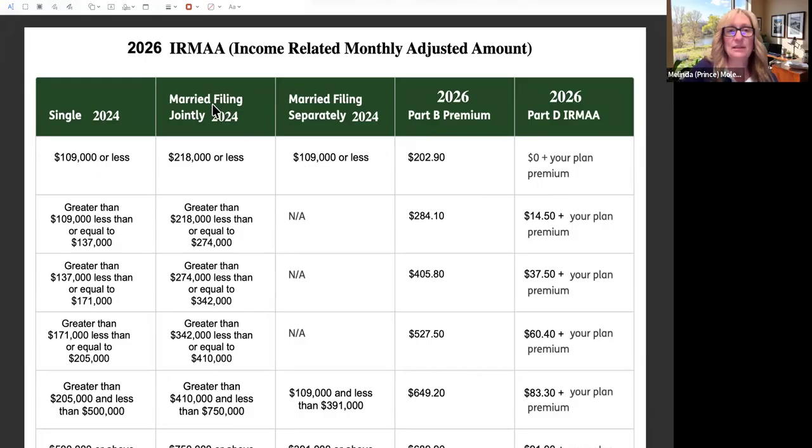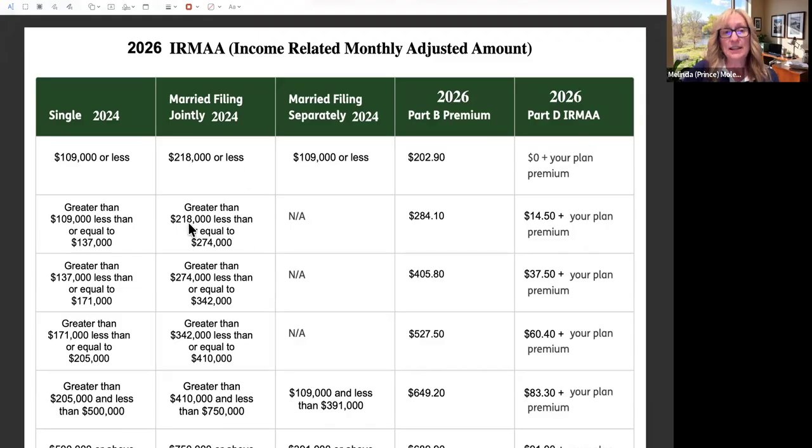So if I focus on married filing jointly, if 2 years ago, in 2024, your modified adjusted gross income was $218,000 married filing a joint tax return or less, you pay the standard Part B premium. Each spouse in a married situation like that pays a separate Part B premium. So they're looking at the joint income, separate premiums. Okay. You can see for a single person, it's half that at 109.